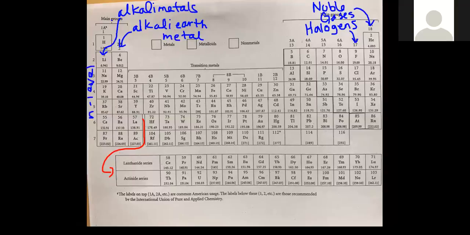So for example, the N level of calcium is 4. It has 4 levels of electron orbitals. Okay? So what is the N level of the lanthanides? 6. So remember, lanthanides fit in here, so it's 6. And what's the actinide N level? 7. So don't forget that those fit into that table.